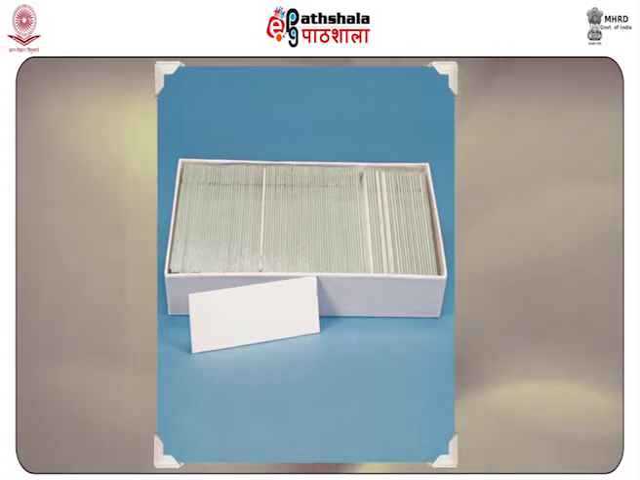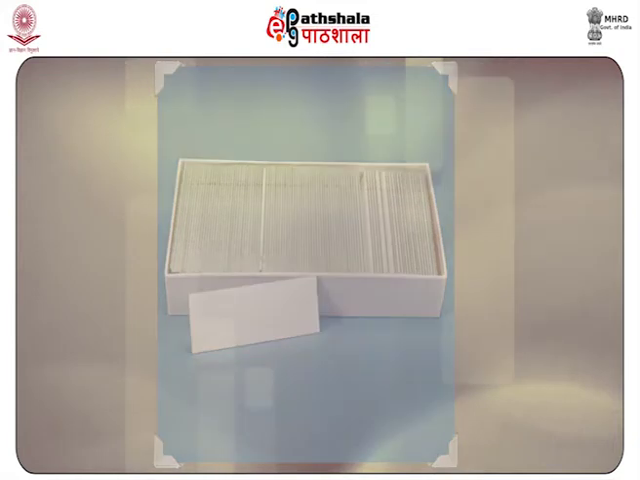The plate so prepared is dried and activated by heating it in an oven at a temperature of about 110 degrees Celsius for 30 minutes. Adsorbent layer thickness generally ranges from 0.1 to 0.25 mm for analytical purposes and from 0.5 to 2 mm for preparative TLC.